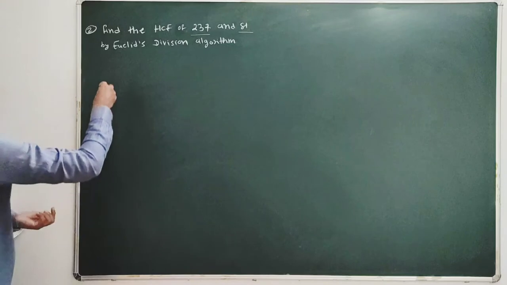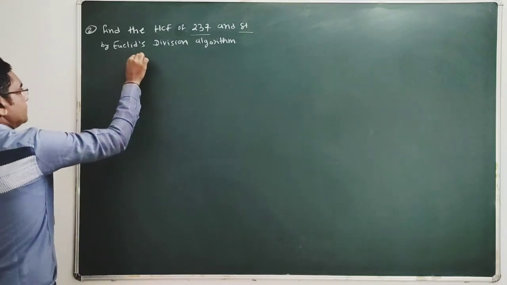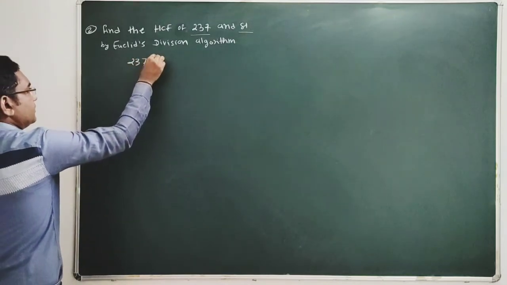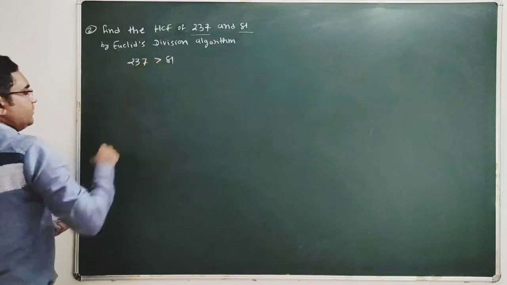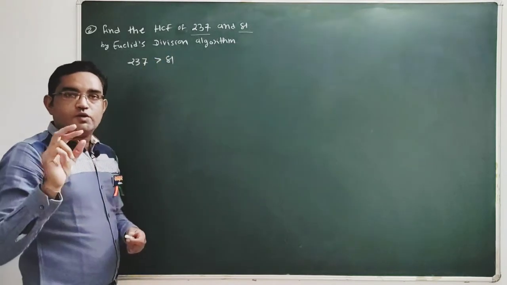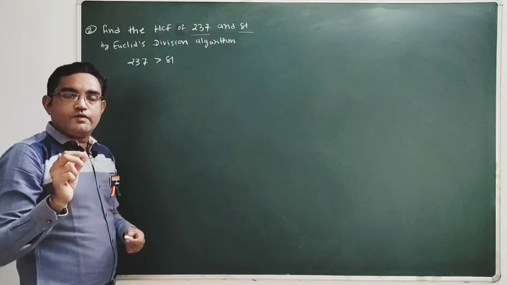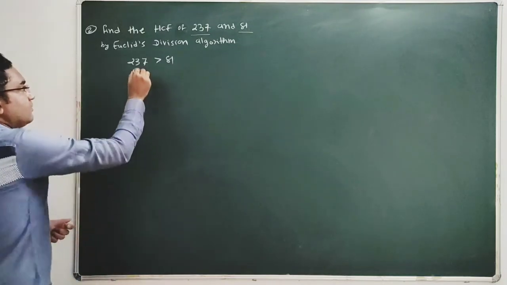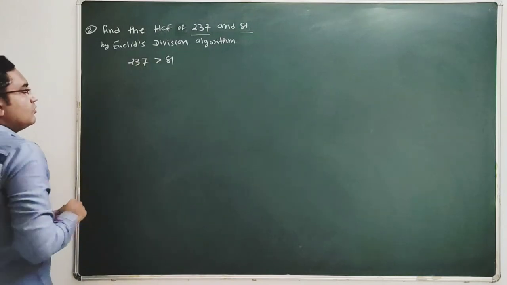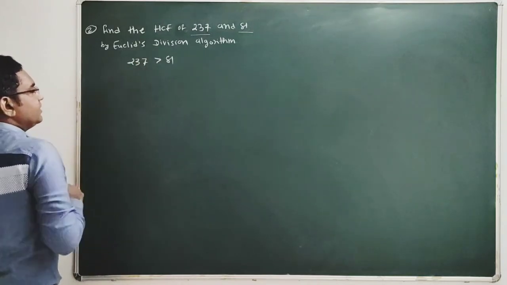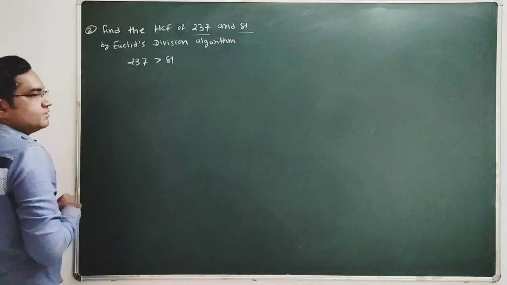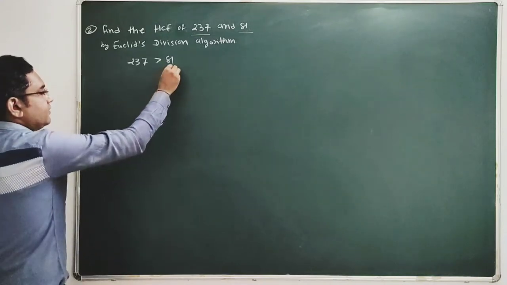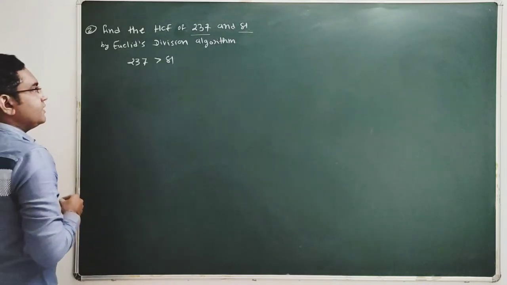So here we can say 237 is greater than 81. Out of the given two numbers, we have to check which number is greater. Done? So whichever is the bigger number, we will consider it as the dividend, and the number which is smaller, that we are considering as the divisor.